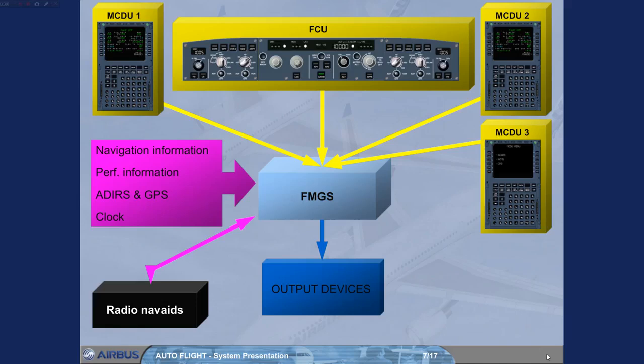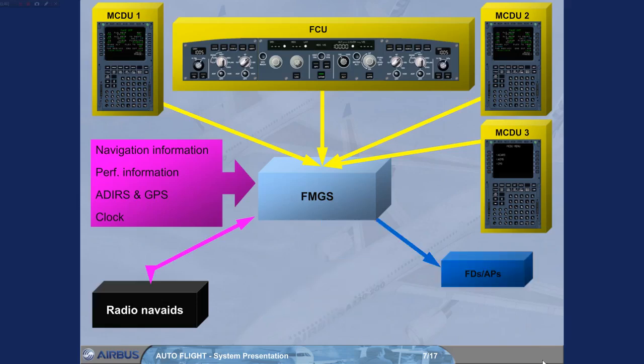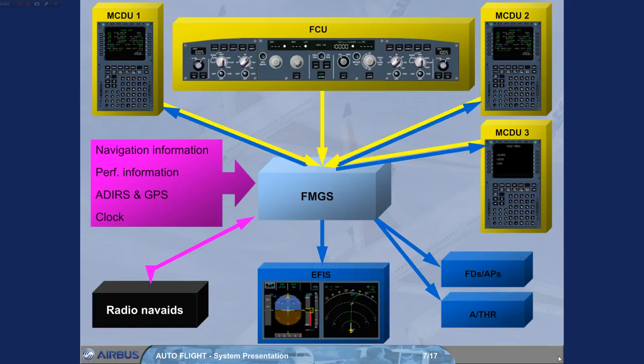The FMGS provides outputs to the flight directors, FDs, and autopilots, APs, for pitch, roll, and yaw control. The auto thrust, for thrust control. The MCDUs and EFIS, for the display of information. And the navigation radios, for the automatic tuning of radio aids.